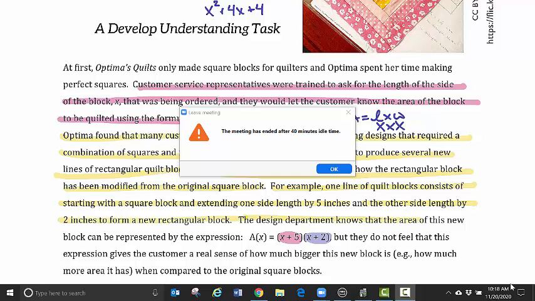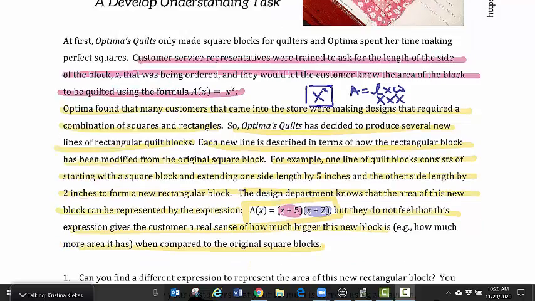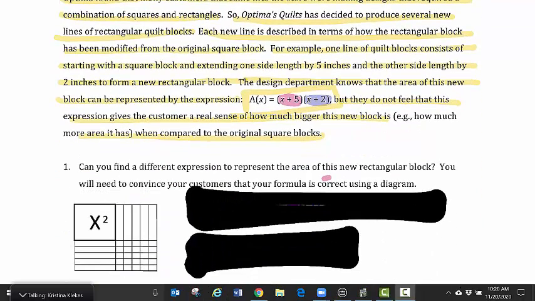The design department knows that the area of this new block can be represented by this expression, which I'll show you again in a minute. But they do not feel that this expression gives the customer a real sense of how much bigger this new block is, how much more area it has when compared to the original square blocks. So, can you find a different expression to represent the area of this new rectangular block?